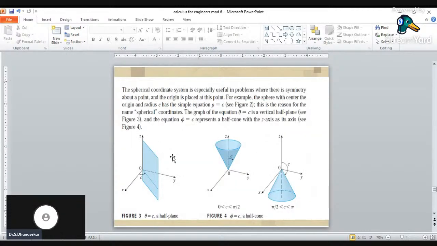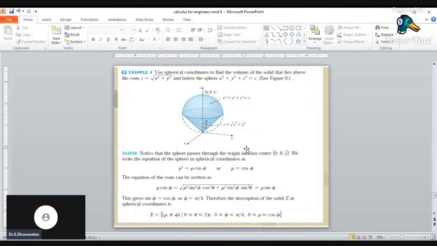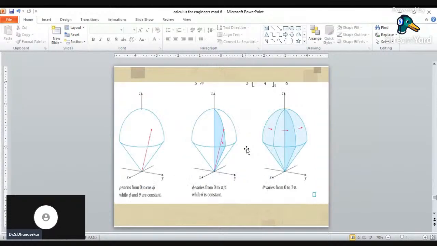The spherical polar coordinates are useful where there is a symmetry about a point. If it is symmetric about a point, then you can apply spherical polar coordinates. So this is what we have in your double and triple integrals.